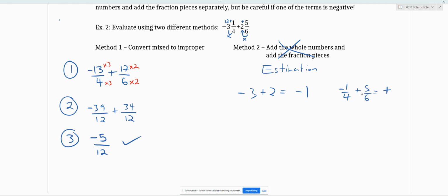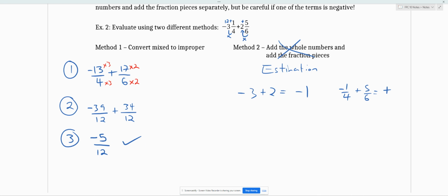I don't expect you to do this in your head, but just knowing that 5/6 is bigger than 1/4, I know I'm going to get a positive result here, meaning this is going to get closer to 0, and this number is closer to 0. So all I'm doing here is doing a quick estimation.